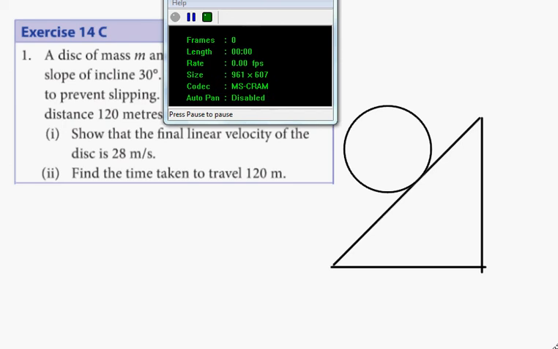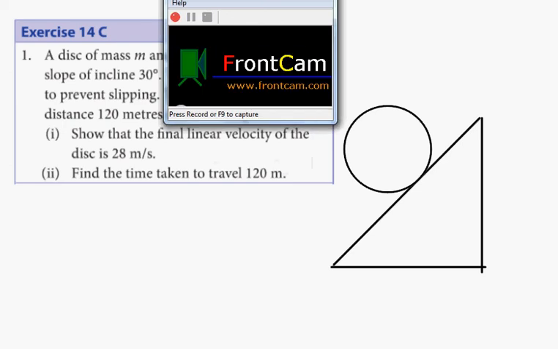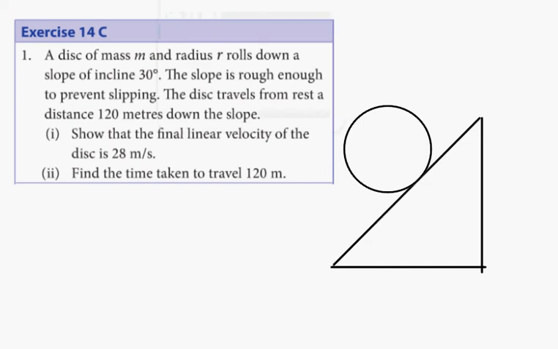So guys, what we have here is a disc of mass m and radius r that rolls down a slope inclined at 30 degrees. The slope is rough enough to prevent slipping. All the motion is going to be caused by rotations, but it's going to be a combination of both things. It's going to be moving with linear kinetic energy while it's spinning at the same time.